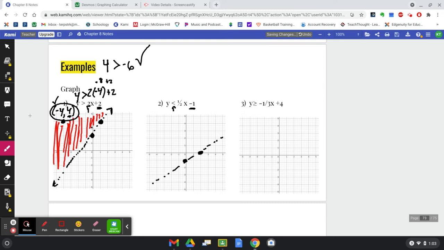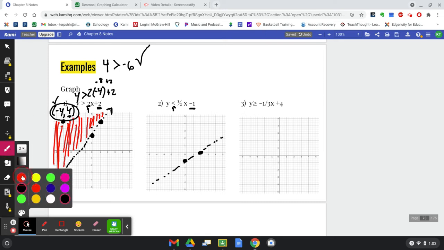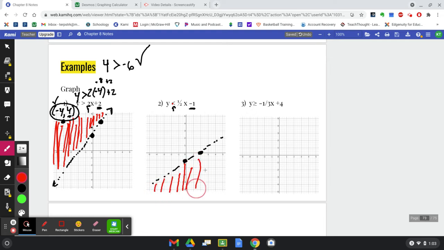And then I need to shade. So this says y is less than 1/2 x minus 1. So y is less than, that's below the line. All right, so I go to my line and I just shade down. So all of these points in the shaded region are included in the solution set.